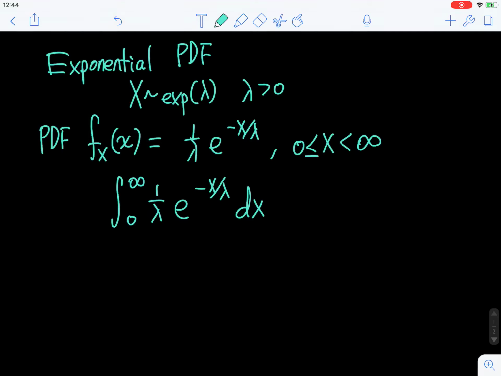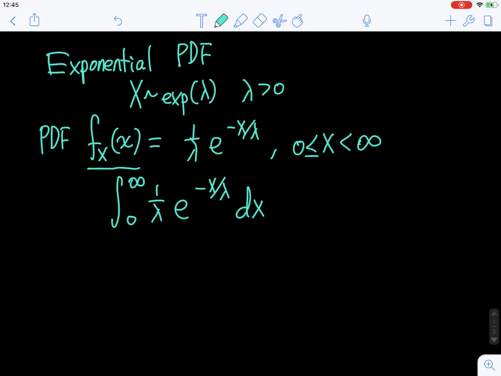Okay, let's say we have an exponential PDF. Our PDF is in the form of 1 over lambda e to the negative x over lambda, where our support is for all positive values x. Let's verify that this actually is a PDF, and to do that, we will integrate over the support from 0 to infinity, and we want the whole area under the curve to equal 1.